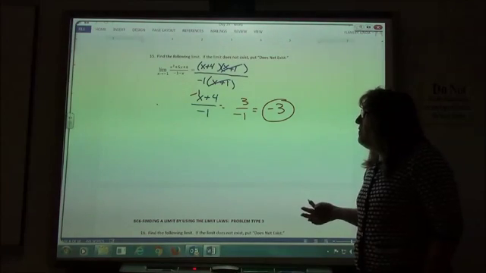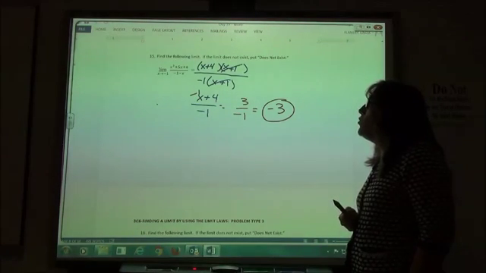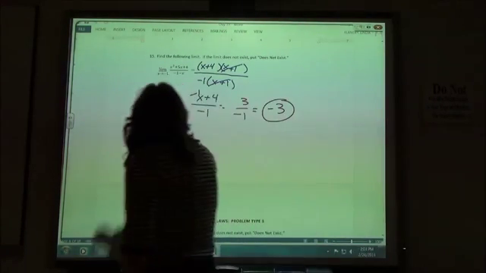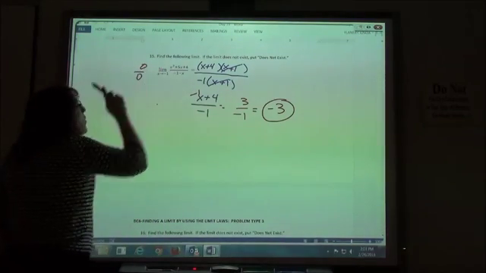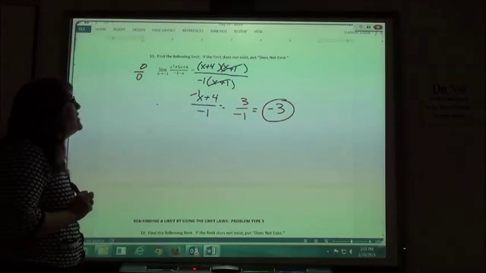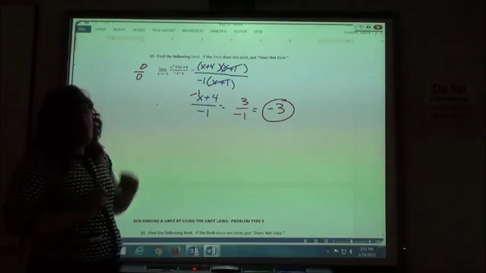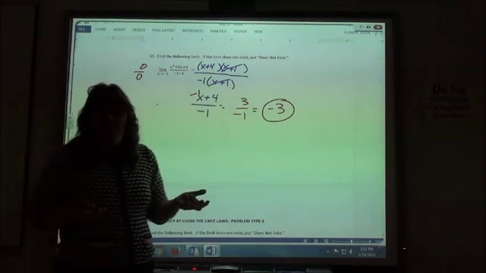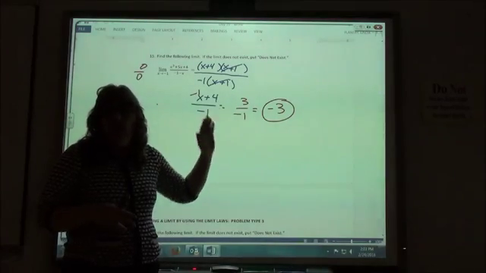So, in the event that you try to evaluate directly and you end up with 0 over 0, you have to rewrite it in simplest form. And if you have a quadratic expression, it means you're probably going to factor it out and then reduce out your common factor.